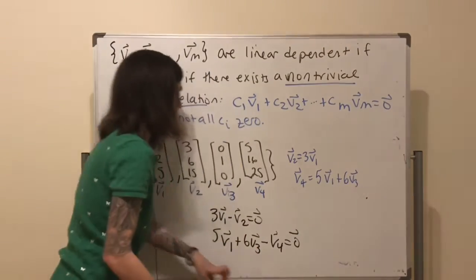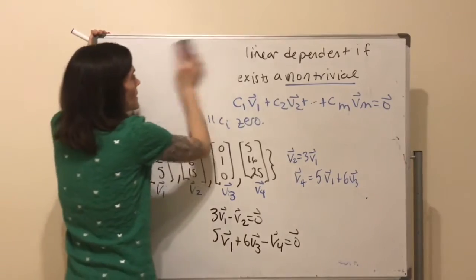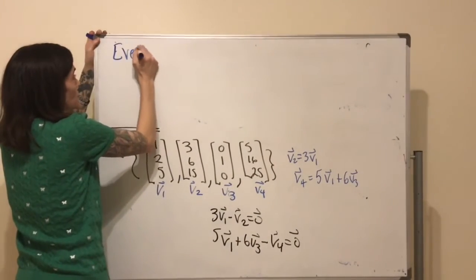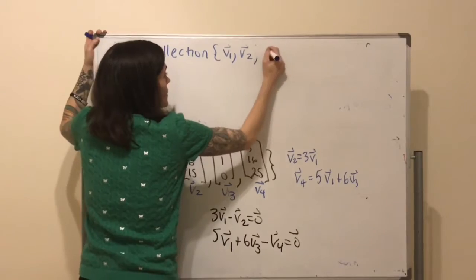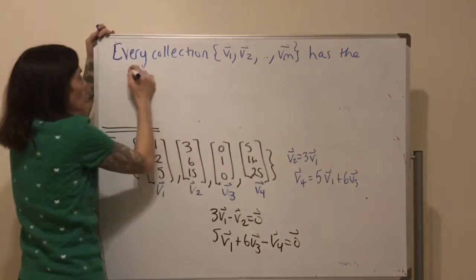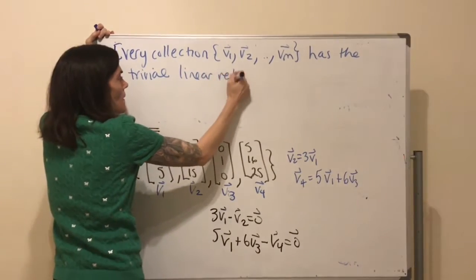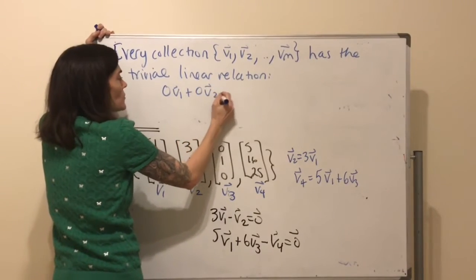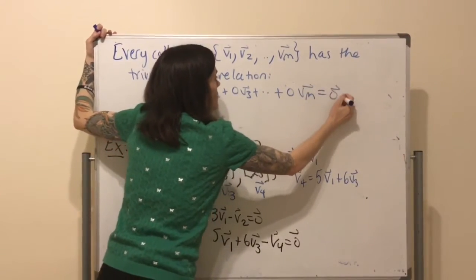Now I will comment that every collection V1, V2 to Vm of vectors has what's called the trivial solution or linear relation, which is that 0V1 plus 0V2 plus 0V3 out to 0Vm is 0. Okay, this is the trivial.